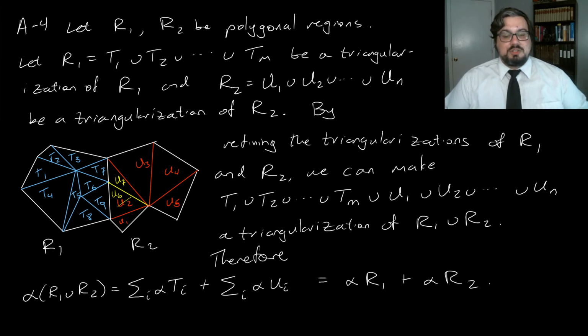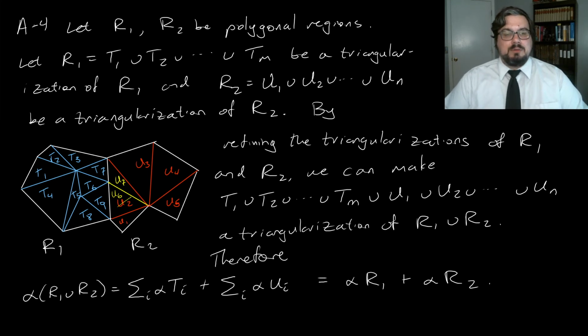So that shows us that the area function satisfies the condition A4, that if I've got two regions that only overlap in segments or vertices, then the area of the whole is the same as the sums of the areas of the parts.